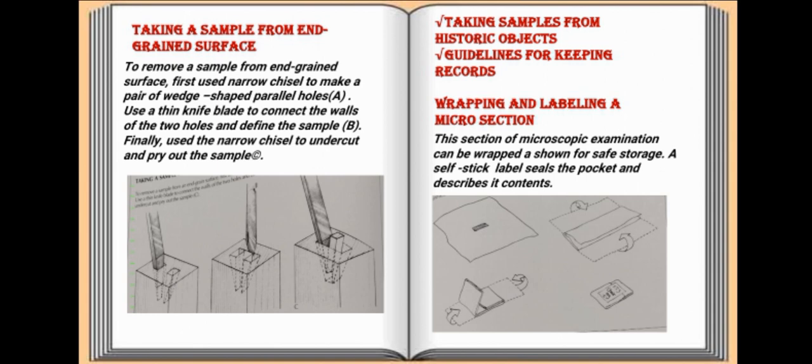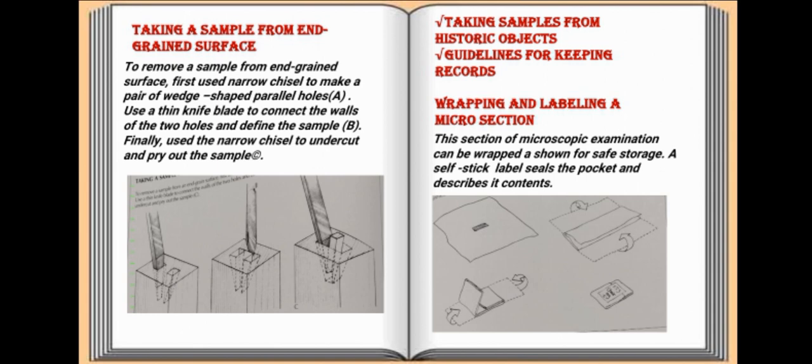Okay, here we are with wrapping and labeling a microsection. This section for microscopic examination can be wrapped as shown for safe storage. A self-stick label seals the packet and describes its contents. Just like in the picture, as you can see, this is an example of wrapping and labeling a microsection. They need to label the microsection.